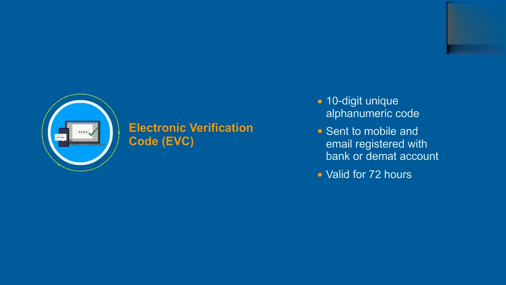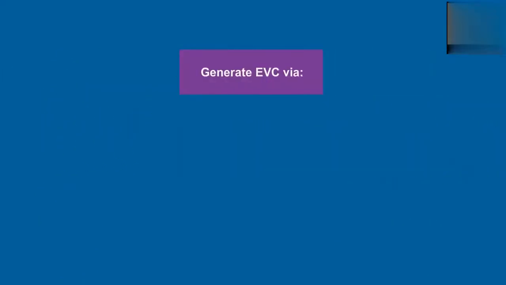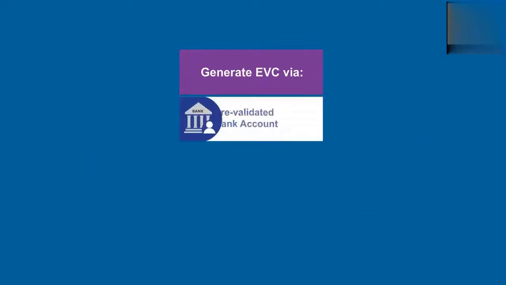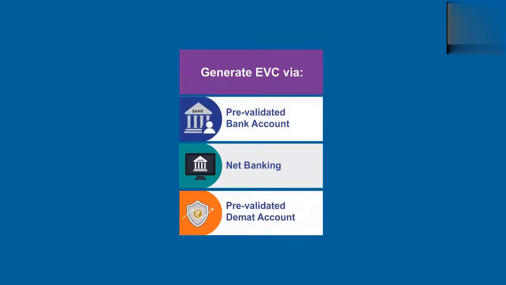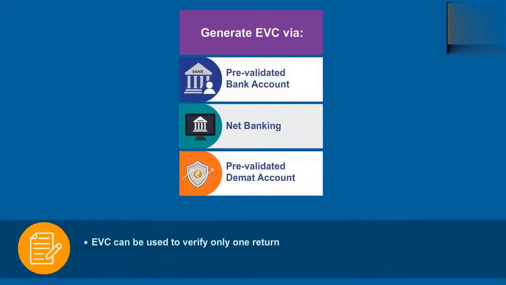If you want to choose the EVC option and haven't generated an EVC before, you can do so on this page either through your pre-validated bank account, or net banking, or pre-validated demat account. Note that one EVC can be used to verify only one return. Thus, if you revise a return that is already verified, you need to generate a new EVC to e-verify that ITR.